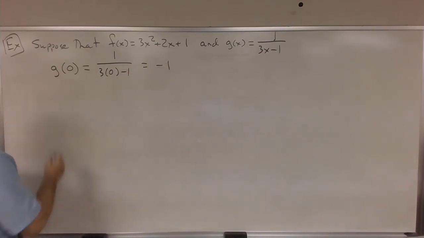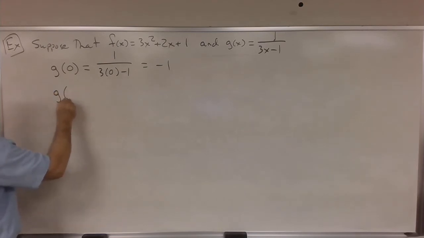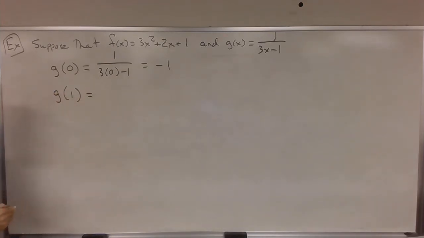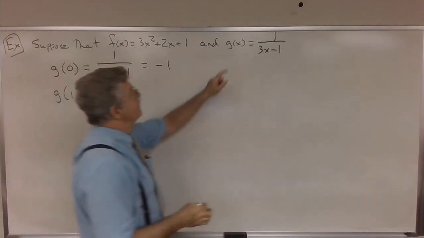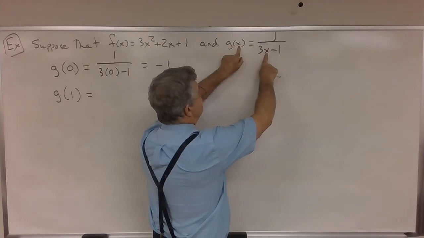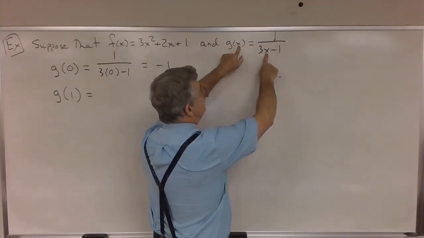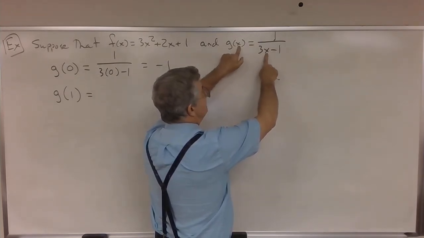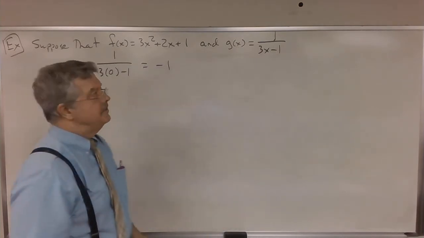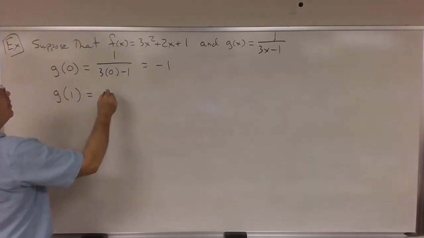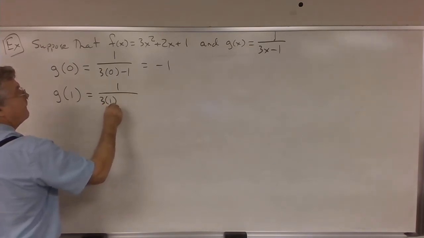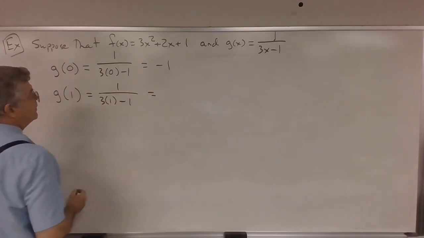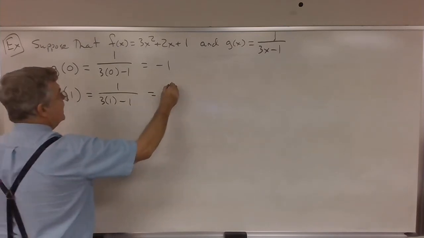Okay, let's try another one. G evaluated at 1. 1 plays the role here that x plays in our model up here. So every place that we see an x in our model up here, you guessed it, we're going to put a 1 down here. So what is that, 1/2?